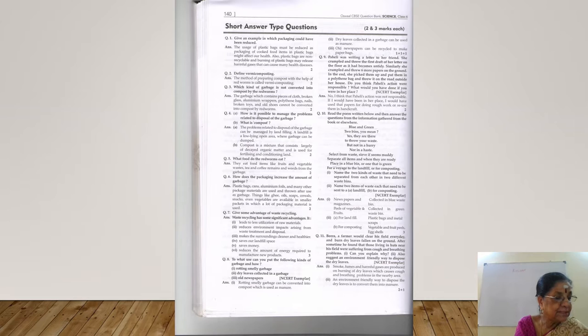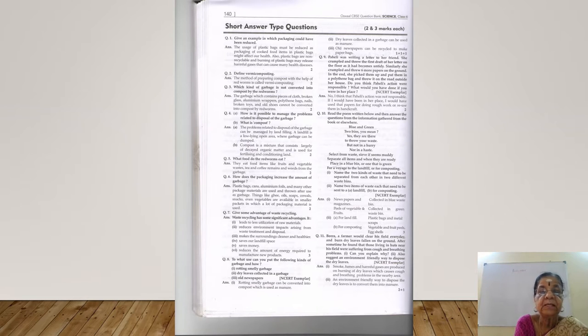How does packaging increase the amount of garbage? Plastic bags, cans, aluminum foil and many other packaged materials are used and thrown after use as garbage. Things like ghee, oil, soap, cereals, snacks, even vegetables are available in smaller packets in which a lot of packaging material is used. சரியா? Then give the advantage of waste recycling.